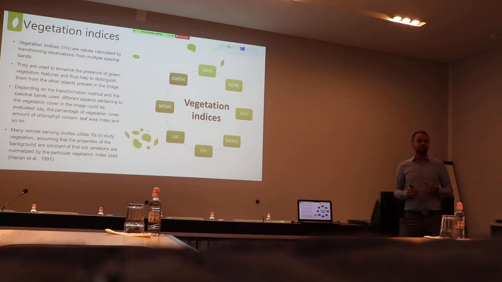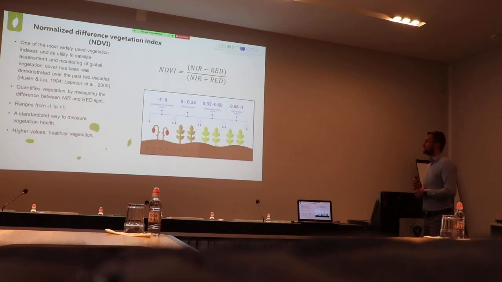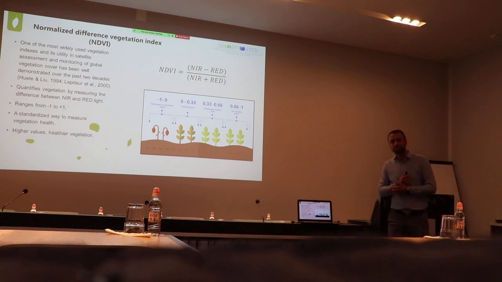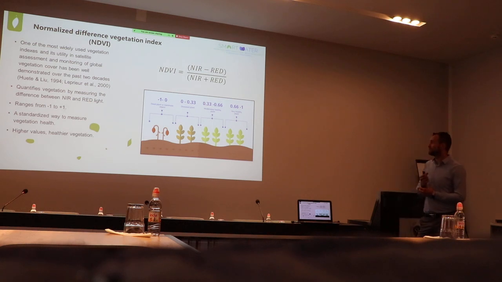We use those images to calculate some vegetation indexes. So you can see here some basic information about vegetation indexes and a list of some of them. For us, few of them were important, and we calculated a few of them. The first one is NDVI, the Normalized Difference Vegetation Index.